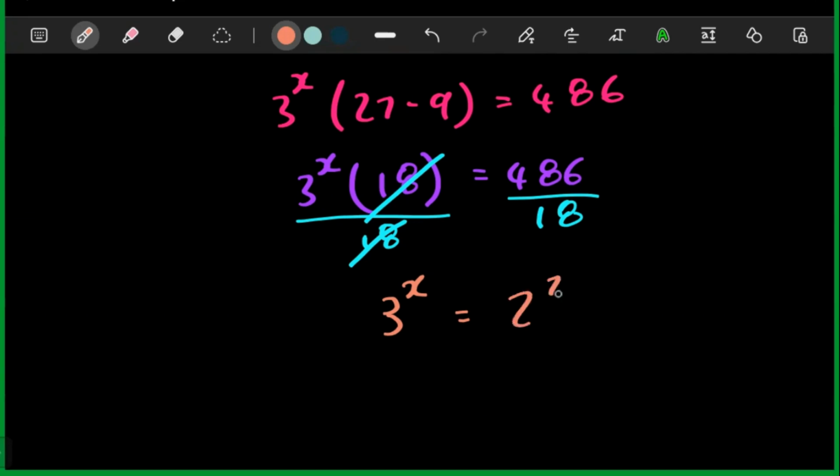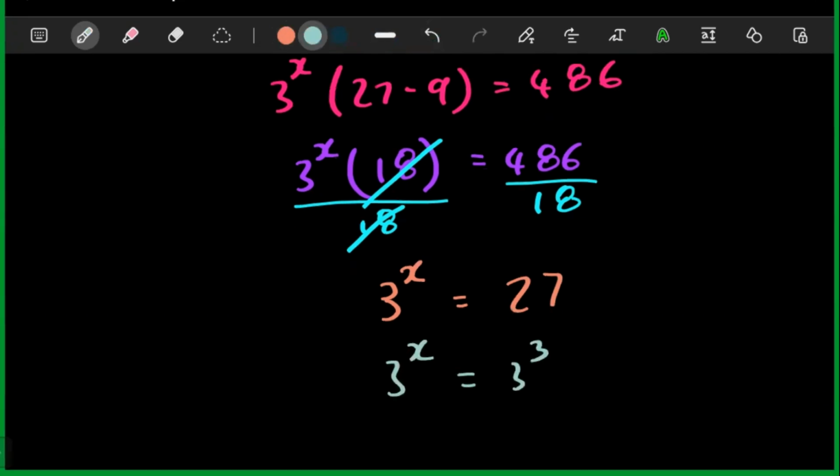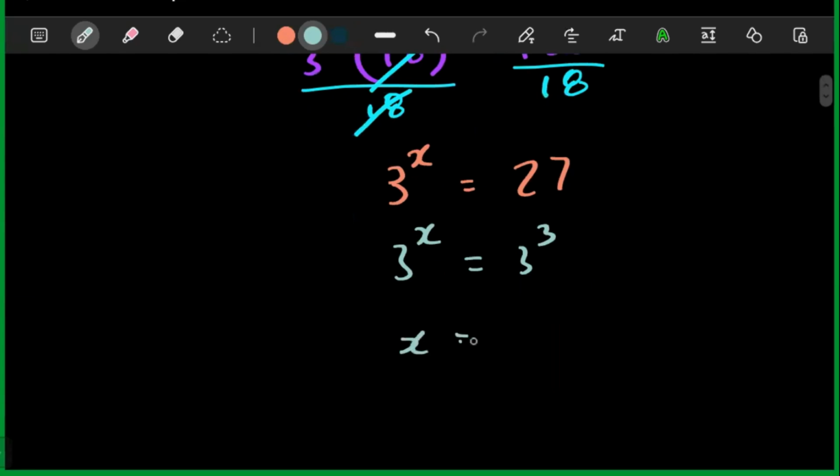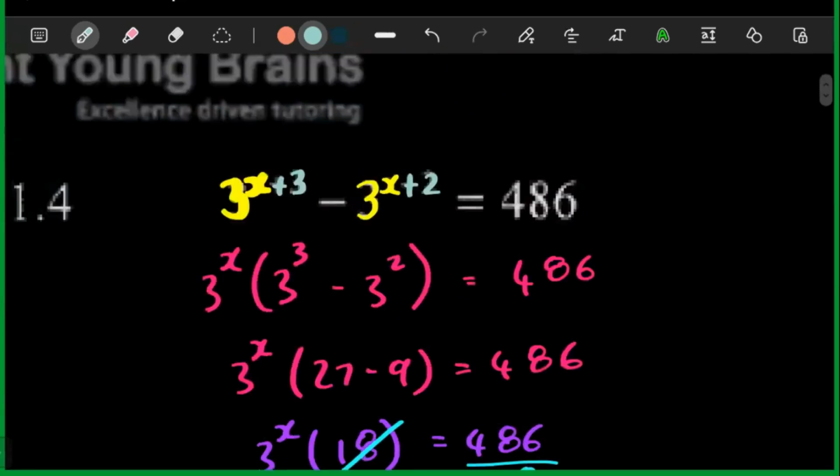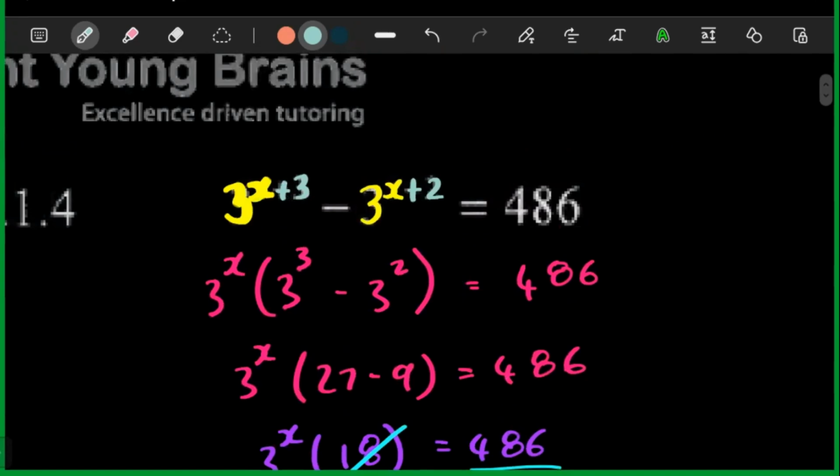The fortunate thing with 27 is that this is just 3 to the power of 3. So your x is just equal to 3, because you can drop the bases here. x is 3. Now if you test out your answers, 3 plus 3 is a 6, 3 plus 2 is a 5. Now if you say 3 to the power of 6 minus 3 to the power of 5, does it give us this answer?